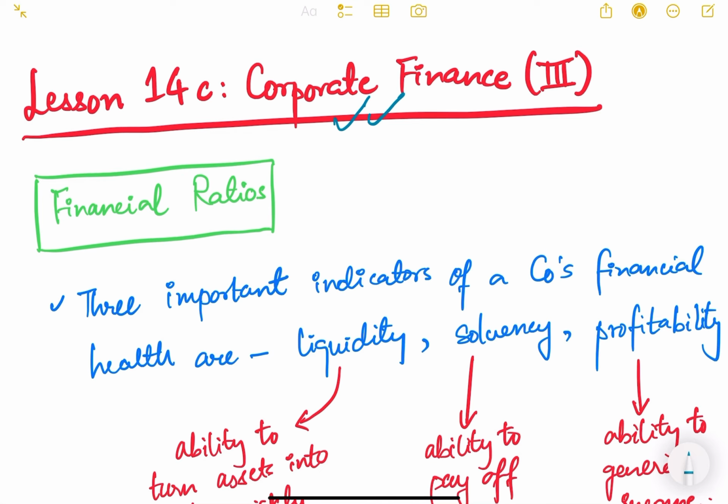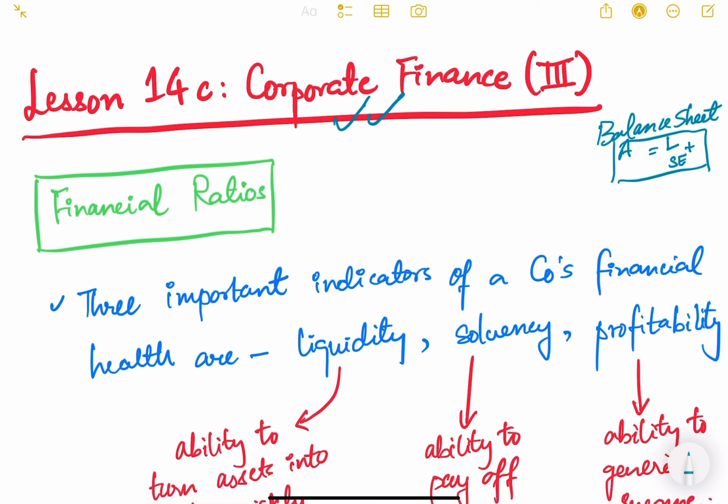And up till now, we have studied the balance sheet of a company. We have understood what is there in the balance sheet. There are assets, there are liabilities, and there is also shareholders equity. And we know a simple formula that assets equal liabilities plus shareholders equity. This we have to keep in mind.